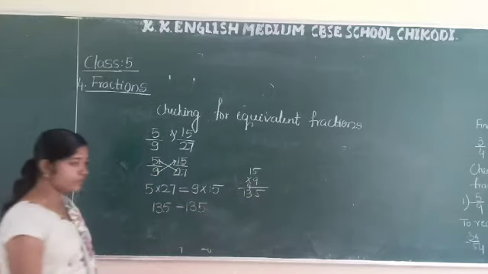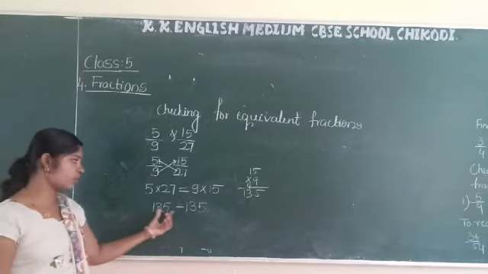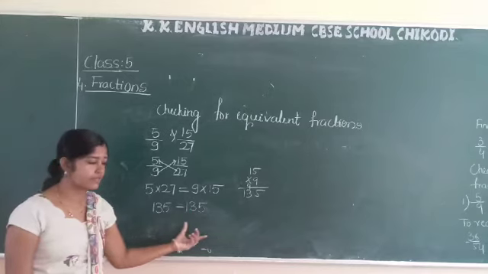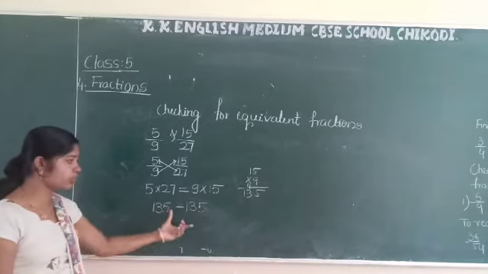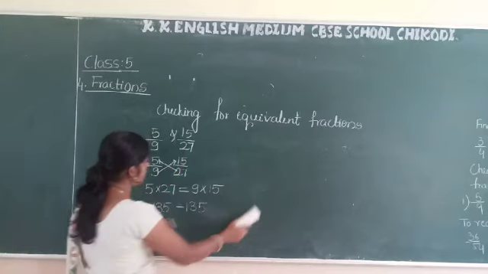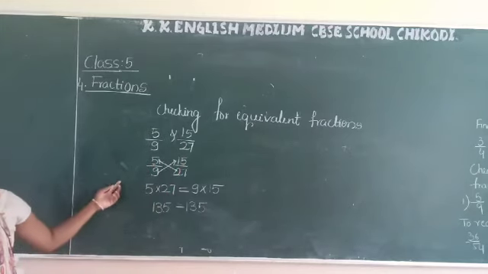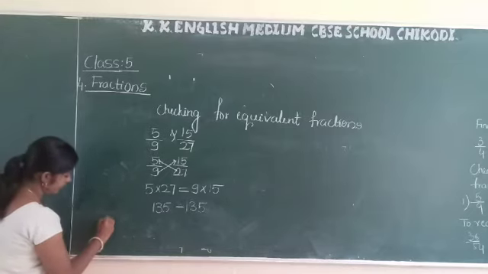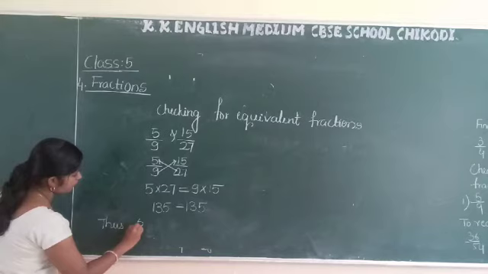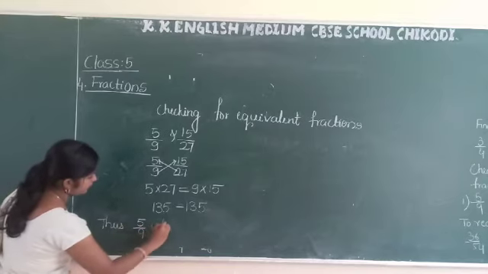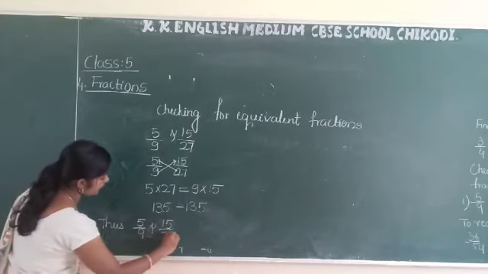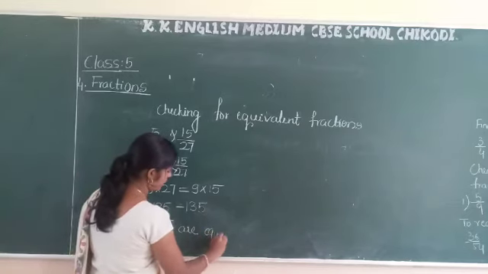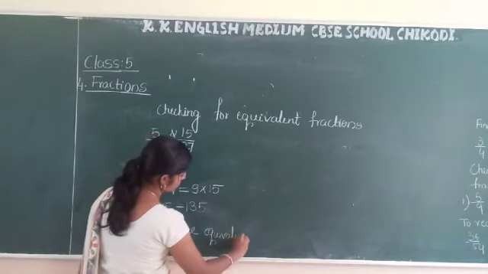135. If you get LHS equal to RHS, LHS means left hand side, RHS means right hand side, if you get the same answer on both sides, it is an equivalent fraction. See here, thus you have to write 5 by 9 and 15 by 27 are equivalent fractions.